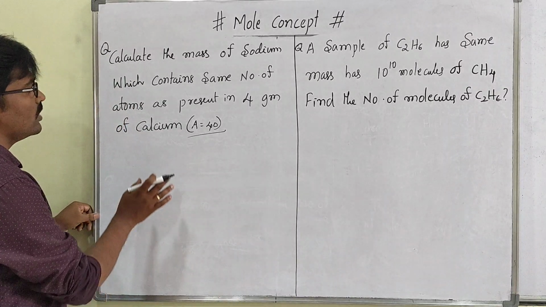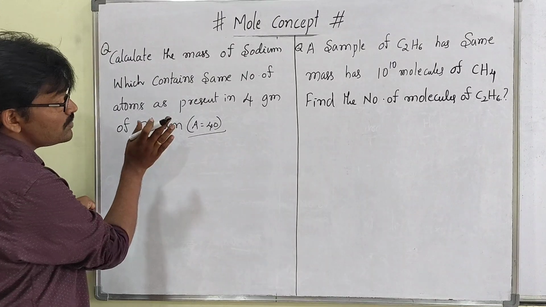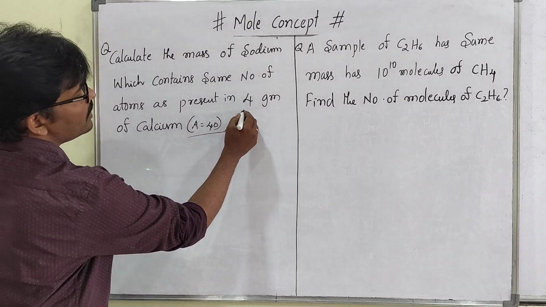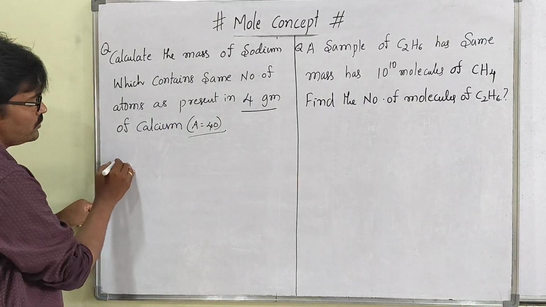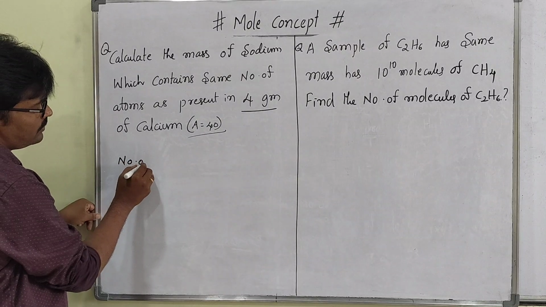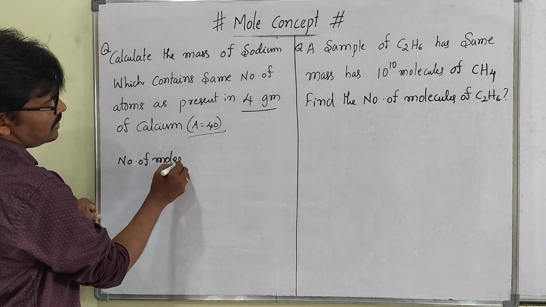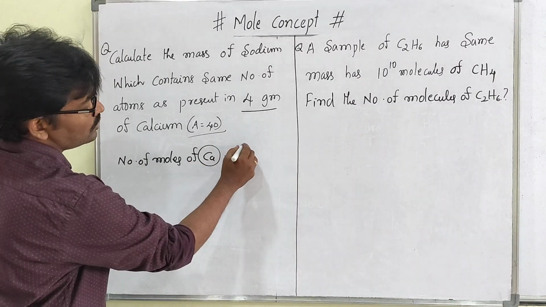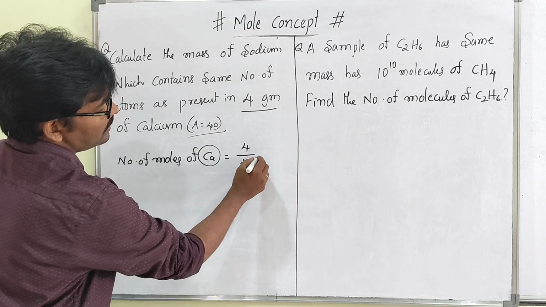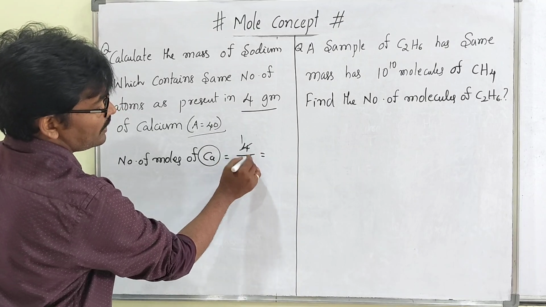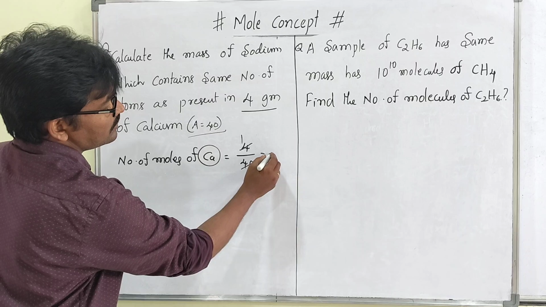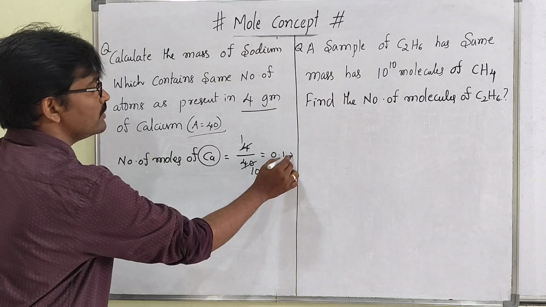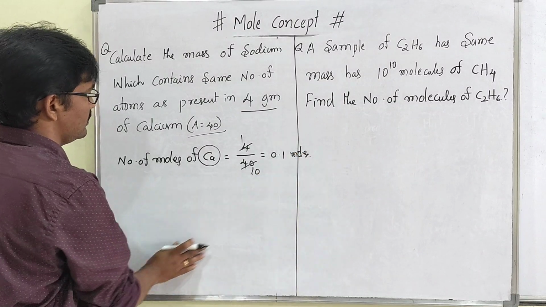So first you have to find out the number of atoms present in the calcium. To find the number of atoms, first the number of moles must be found. Number of moles of calcium equals given weight 4, molecular weight 40, so you get 1 by 10, nothing but 0.1 or 10 to the power of minus 1. That many moles will be there.